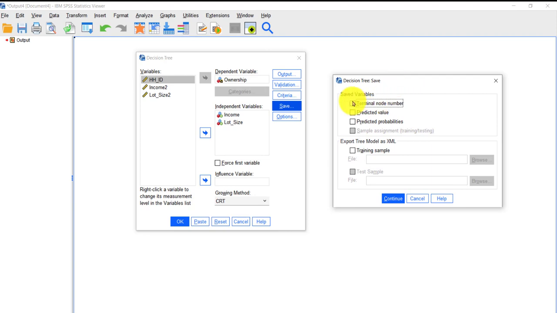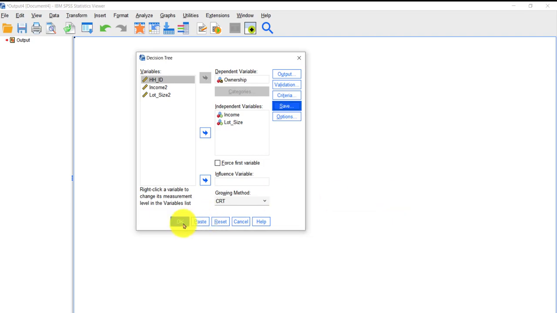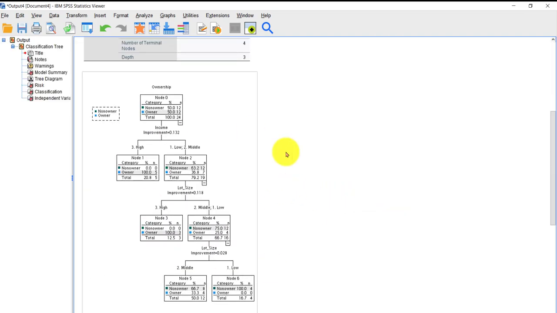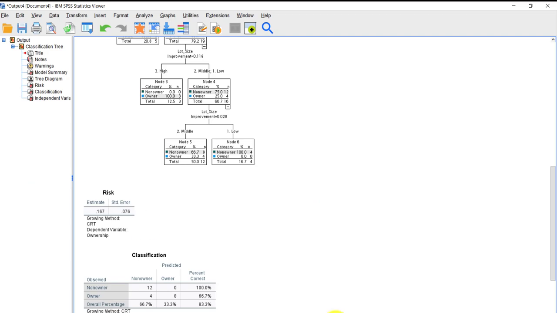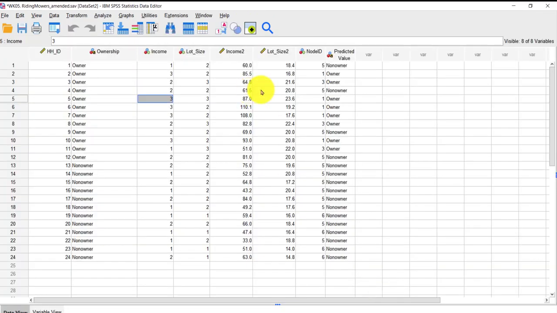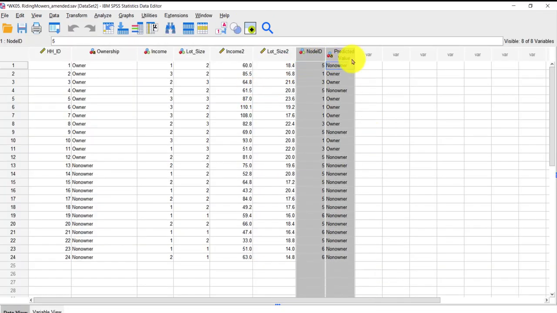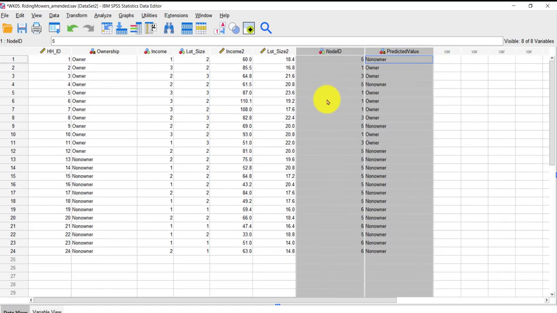Now we are going to save a predicted segment, and then predicted outcome, like whether they are going to purchase or not. So continue and press OK. You will see the same outcomes here. In the dataset, you will see these two new variables.